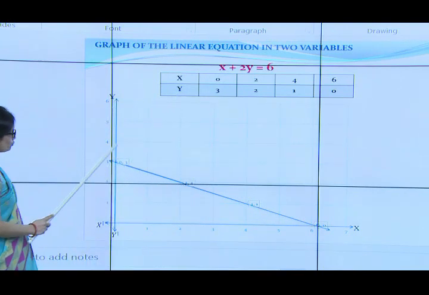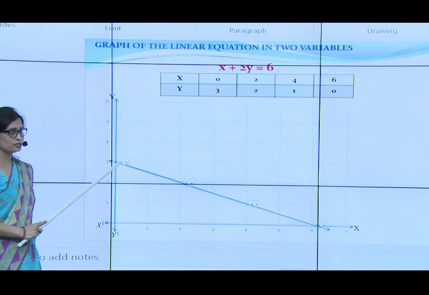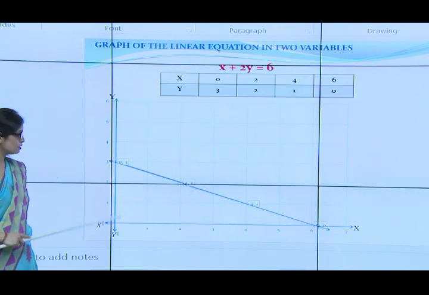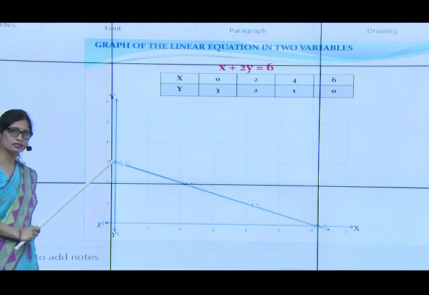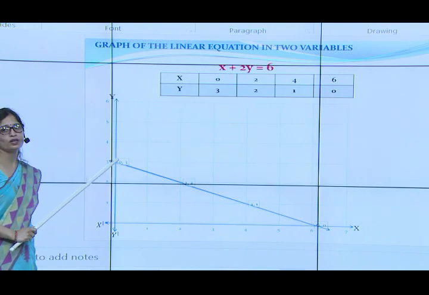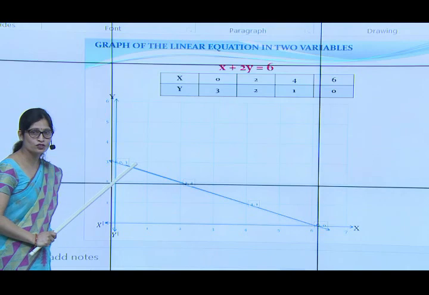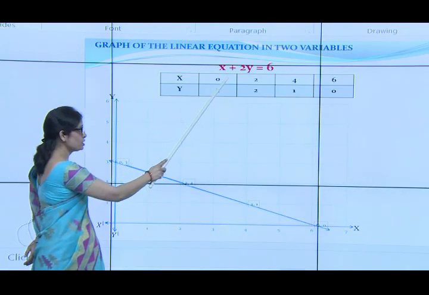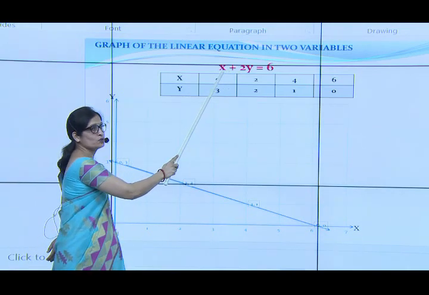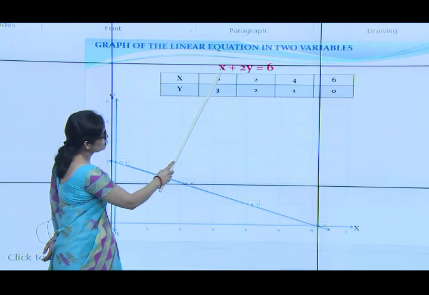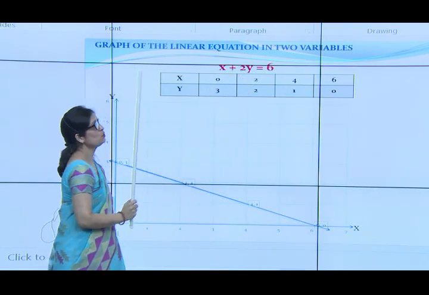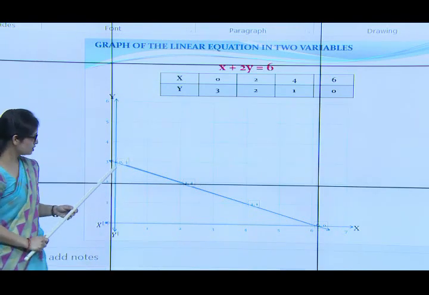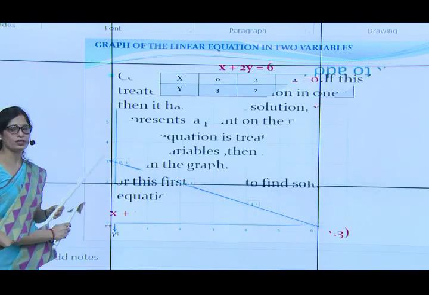Similarly, if we want to find the point where the graph cuts the y-axis, the point lies on the y-axis, so the coordinates are (0, y), meaning x equals 0. So in this equation, we put x equals 0, and the corresponding value of y is 3. So this point represents (0, 3).